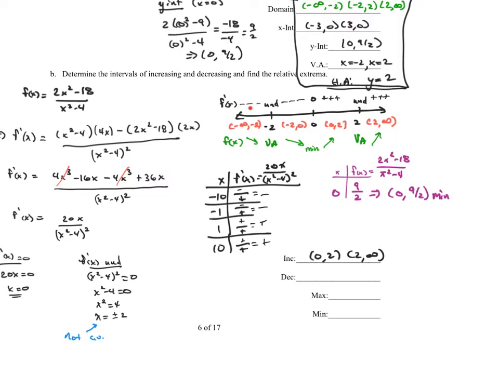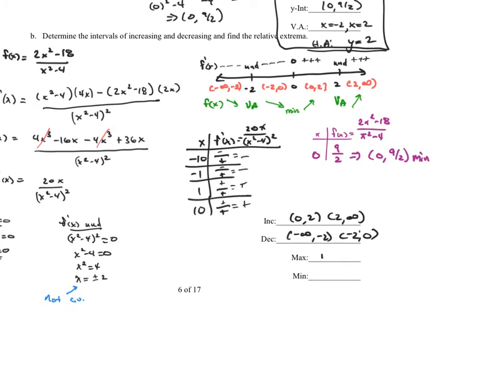Decreasing was anywhere that derivative was negative. Again, that happened in 2 separate intervals. The intervals were -infinity to -2 and -2 to 0. Maximum, there was none in this problem. Minimum, we know that the minimum occurred at 0, 9/2. So there's our information right there from the first problems. From the first derivative, we have our intervals of increasing, decreasing, our maxes and our mins. Let's continue this problem and move on to analyzing the second derivative.